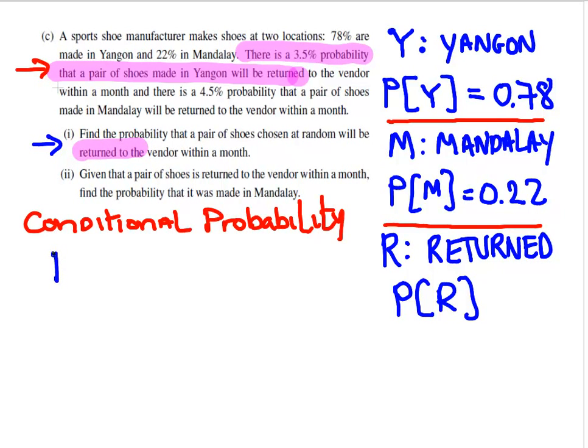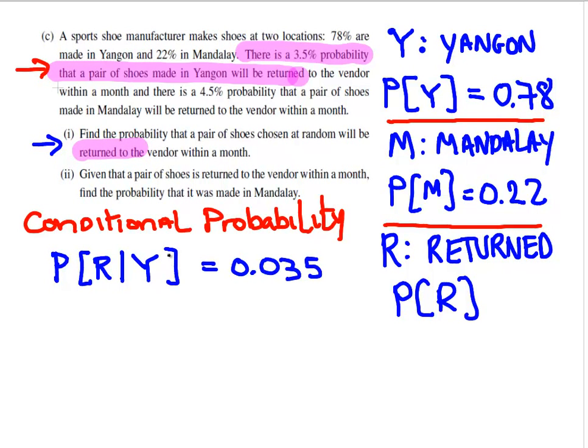So the probability of return given that it comes from Yangon equals 0.035. Now this is an important step. It requires a very careful idea about how to write down conditional probabilities given a written description, how to write them down mathematically. So again, R given Y: return given that it comes from Yangon.